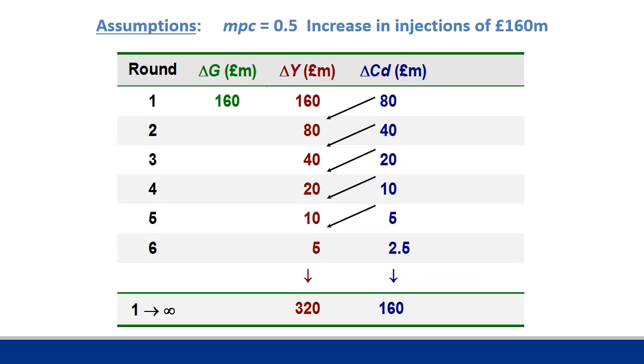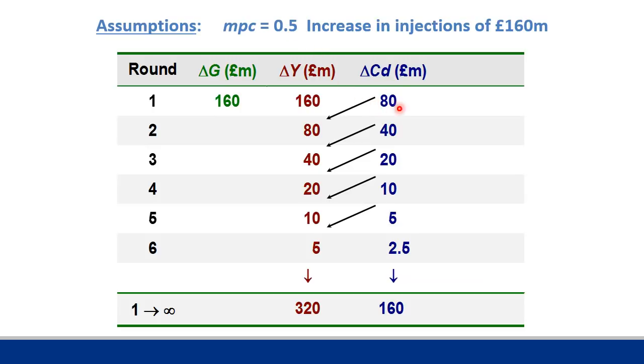So there we have, in table form, an increase in G of 160 will give us, by the income identity, a change in Y of 160. But because we spend half of new income, consumption will also increase by 80, which is half of 160. Remember, the MPC is 0.5.